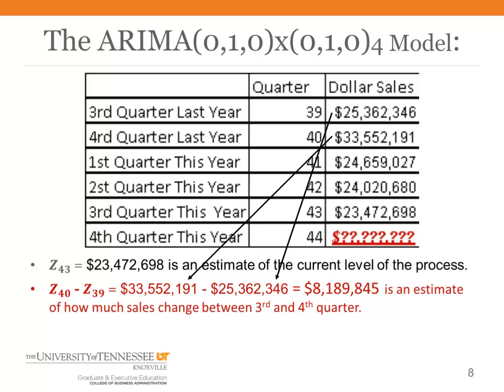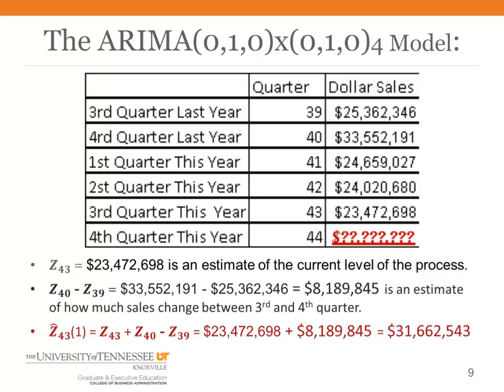And next, let's go back and look at the discrepancy between fourth quarter sales last year and third quarter sales. That would be Z40 minus Z39, and that discrepancy is about $8 million, and that's our best guess as to how much sales change between third and fourth quarter.